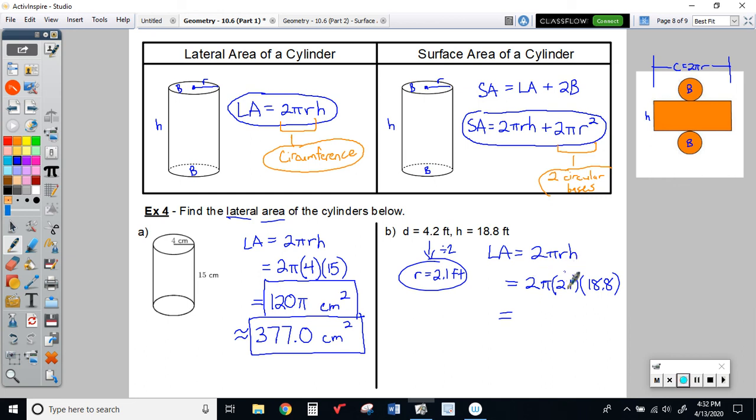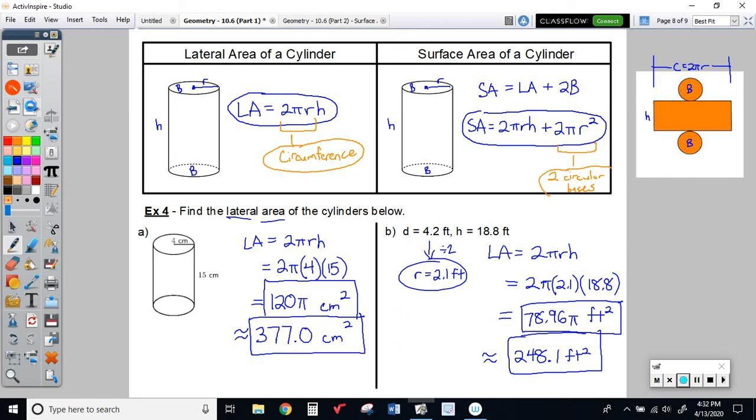So 2 times 2.1, 4.2. And then 4.2 times 18.8, I got 78.96 for that. And you still have that times pi. So this would be an exact answer right there. 78.96 is not rounded off. It's exactly that as a decimal times pi feet squared. And then we can take that and plug that into a calculator. This is rounded off to the nearest tenth. I got 248.1 feet squared to the nearest tenth for what the lateral area, just around it, not including the circular bases, would be for a cylinder like this.